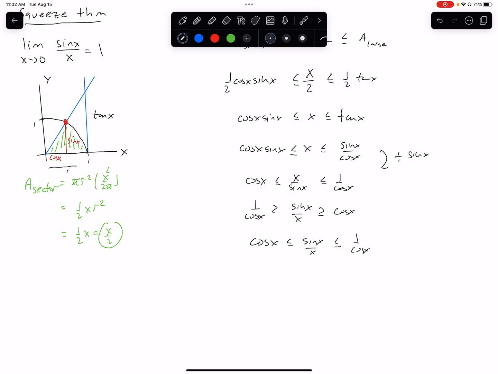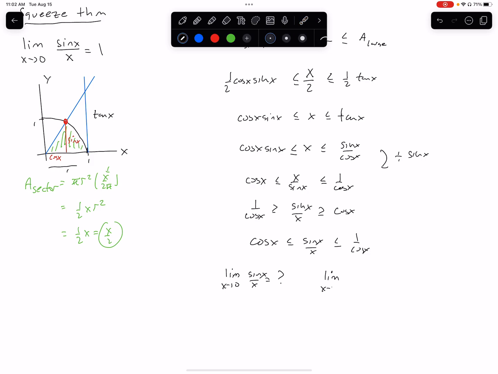So now I'm going to take these limits. Let me take the limits here. I want to find the limit as x goes to 0 of sine of x over x. I really don't know what it is, but if I notice, it is sandwiched in between cosine of x and 1 over cosine of x. This is my unknown. So if I can find the limit here of cosine of x and 1 over cosine of x, that might give me a hint about what my limit of sine of x over x is. So let's go ahead and do that.